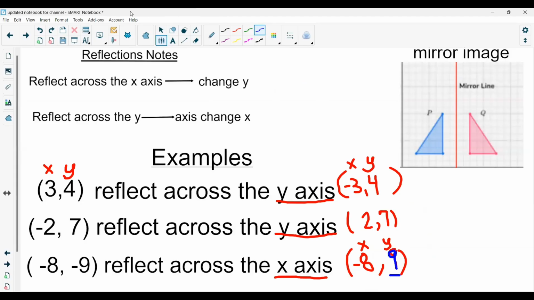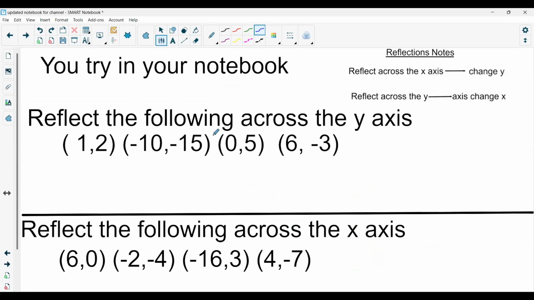Let's go through some more examples together real quick. Look at this one here.